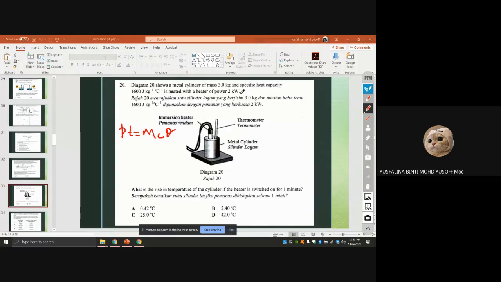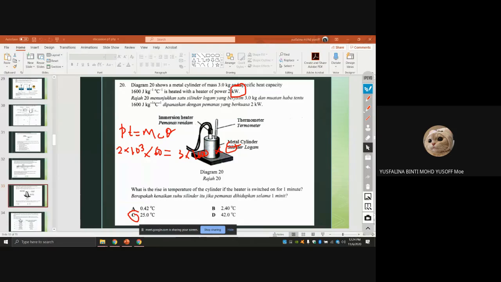So P is 2 kilowatt. If you want to answer a calculation question, make sure whether they use a prefix or not. If they do, you have to change it. So time here is 1 minute, change to seconds, 60 seconds. The mass is 3, c is 1600. Theta is the data you need to find. The answer is 25 degrees Celsius.